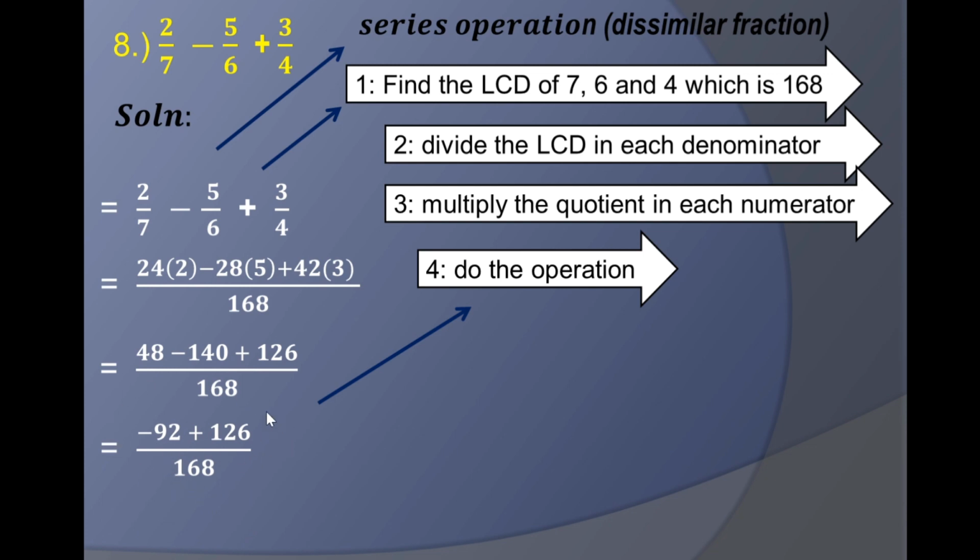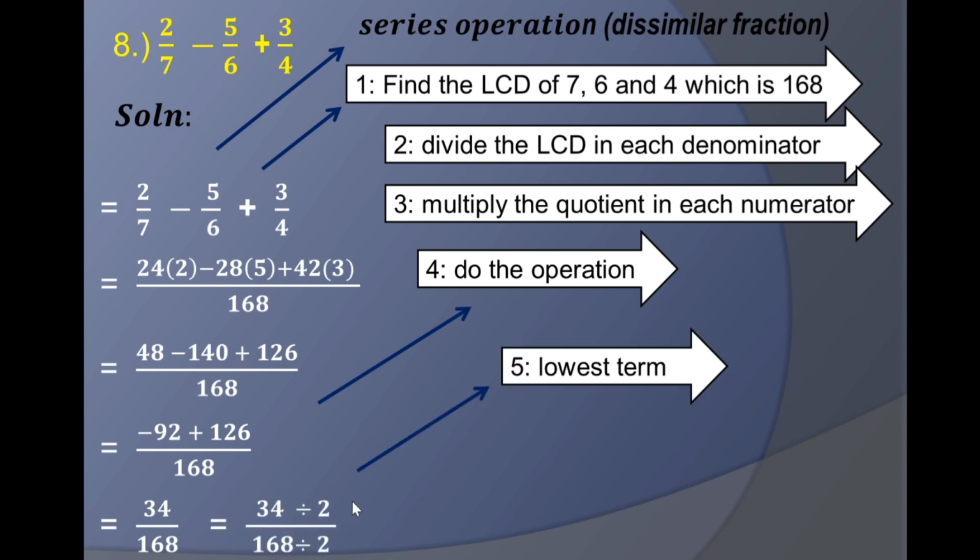Then here, okay, we have 34 over 168. Since 34 and 168 are divisible by 2, then we're going to reduce to lowest terms. That makes it 17 over 84.